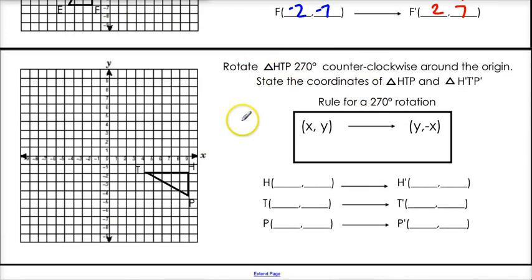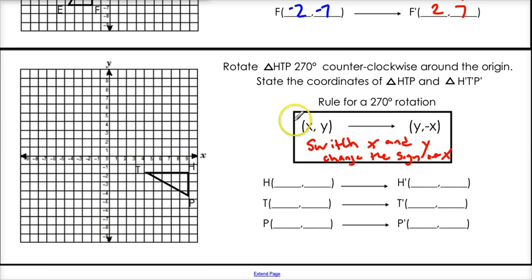Now we're going to rotate triangle HTP counterclockwise around the origin. State the coordinates of triangle HTP and H prime, T prime, P prime. Now we're going to try a little differently. This time I'm just going to tell you what the rule is, and you can try to apply it and see if you get the right answer. So for this one, you're going to switch X and Y. And then change the sign of X. See how it's changed there?